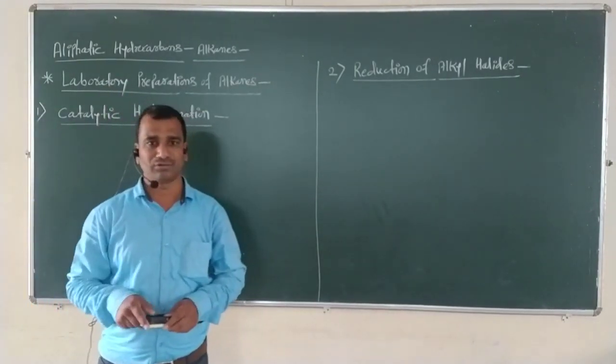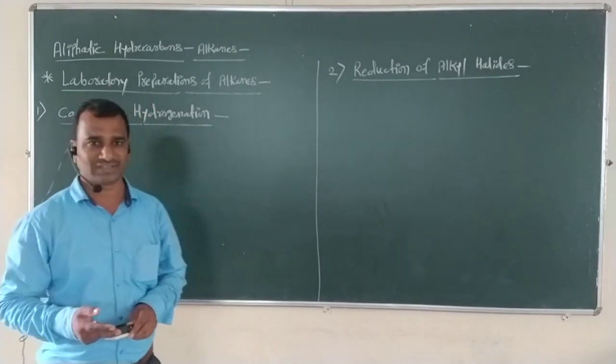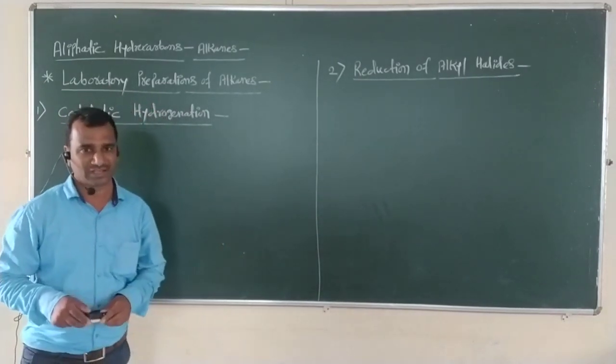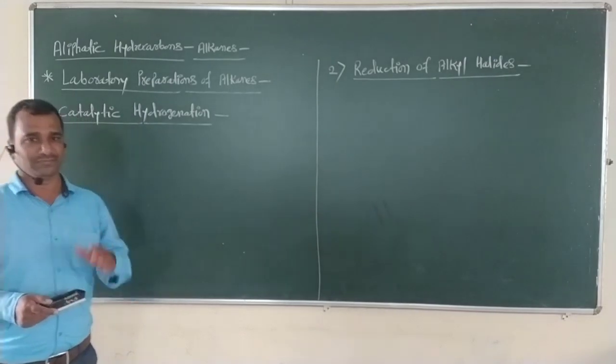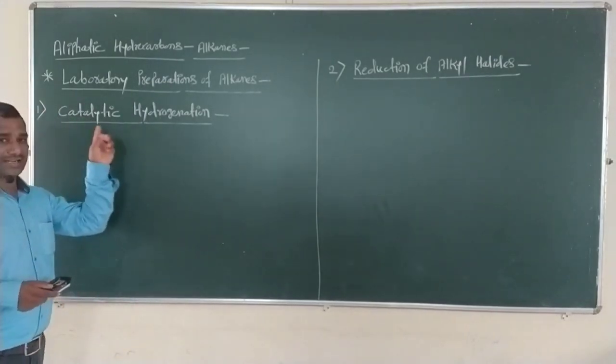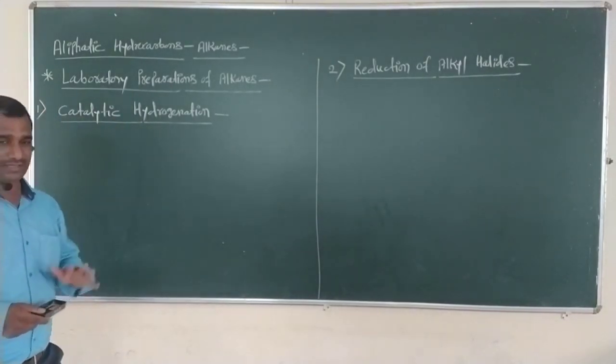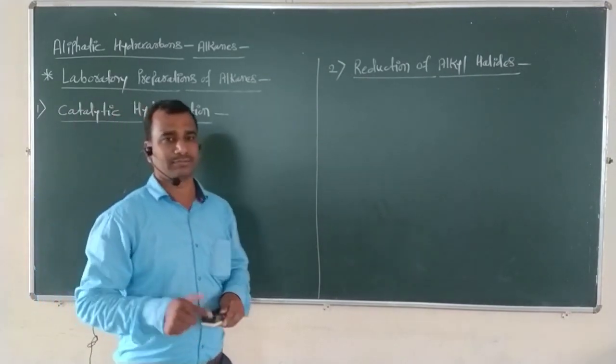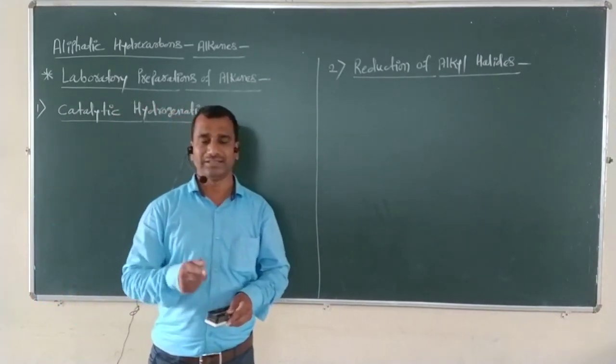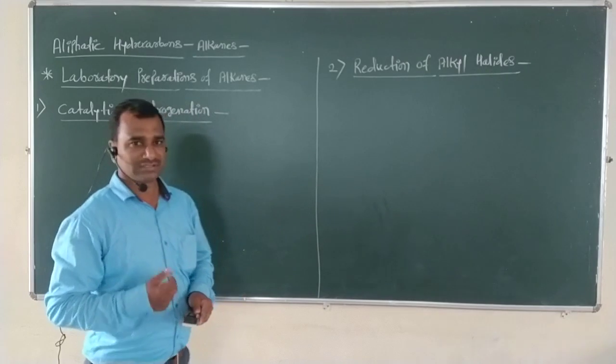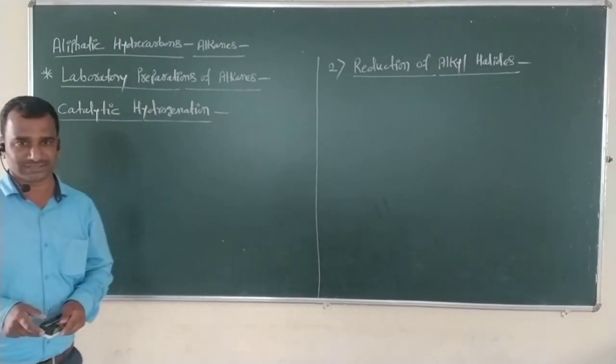For this purpose, we have to study some simple methods. Among those simple methods, the first simple method is catalytic hydrogenation. This is the first simple method for the preparation of alkanes in a laboratory. Now we have to see what is meant by this catalytic hydrogenation.